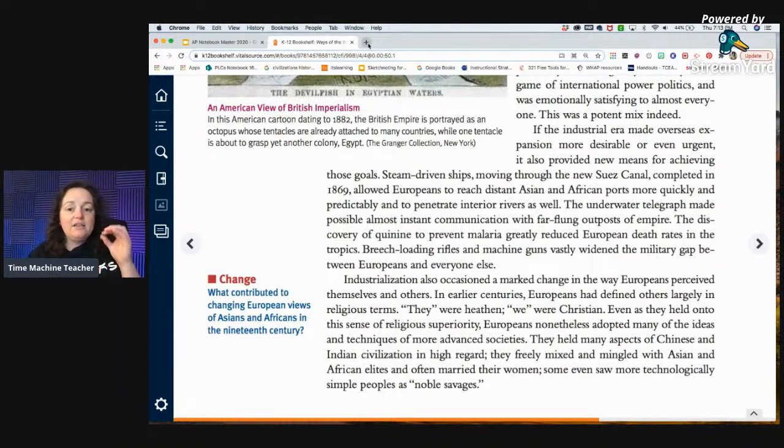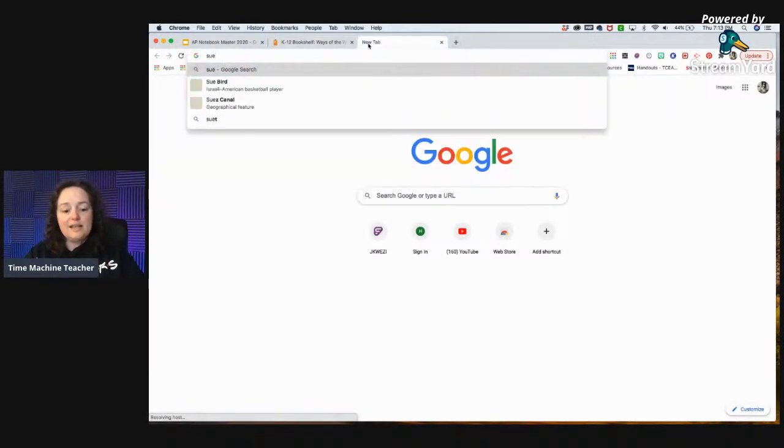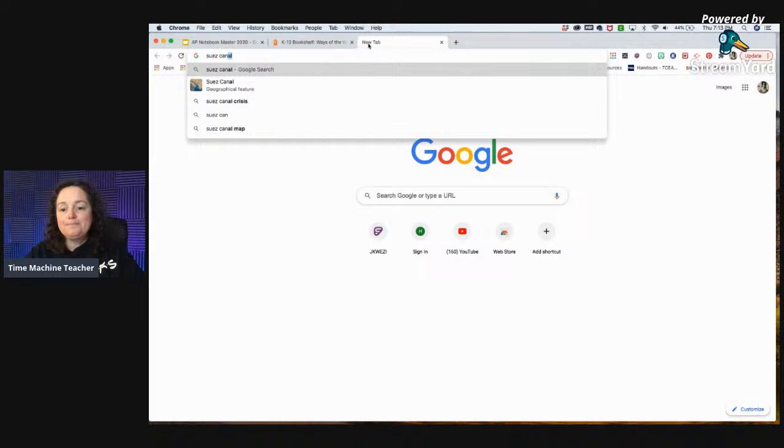So definitely put down that the Industrial Revolution spurs this on because of the technology. And then grab one of those examples. Maybe write down about the Suez Canal. I'm going to show you where that's at.